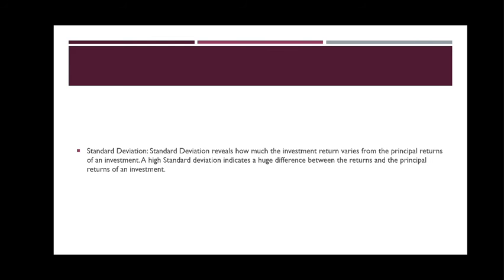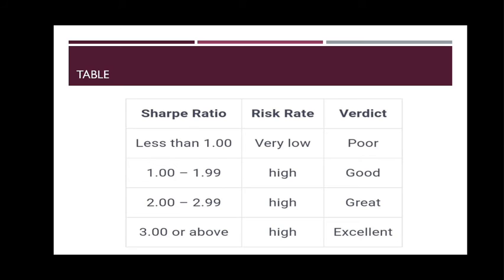This is Sharpe ratio. Suppose Sharpe ratio is less than 1, it says the risk-adjusted return is very low. When Sharpe ratio is 1 to 1.99, it is good. When Sharpe ratio is 2 to 2.99, it is very good. 3 or above, it is excellent. How can we say so?